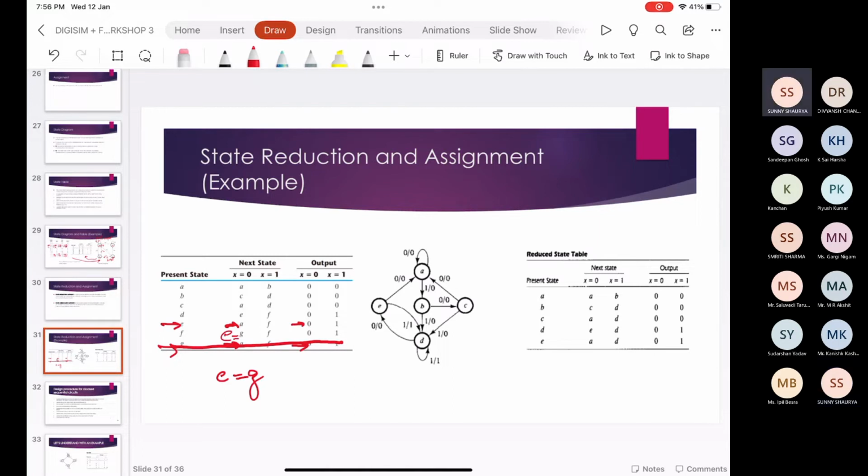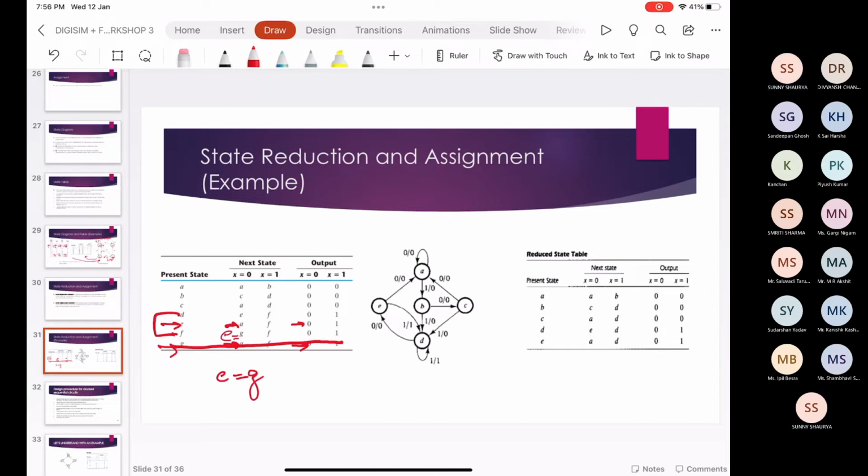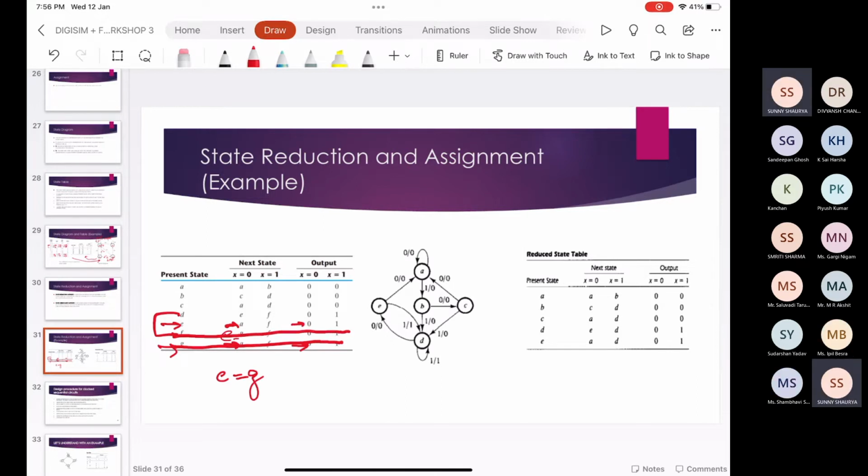Also from the table we can see state D and F have same next state E, F and output 0, 1. Therefore we can eliminate the state F. As you can see, the reduced state table is given here.